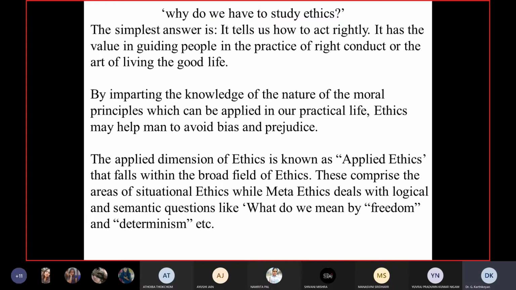The applied dimension of ethics is known as applied ethics, and it falls within the broad field of ethics. Ethics can be further classified as situational ethics, and many other forms of ethics. While meta ethics deals with the logical and semantic questions like what do we mean by freedom, determinism? These are all philosophical and meta ethical questions, which we are not going to deal with in any way.